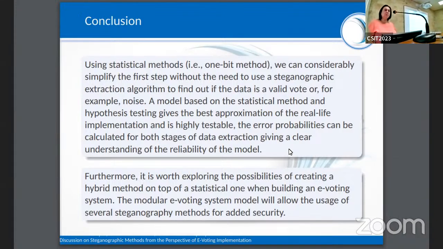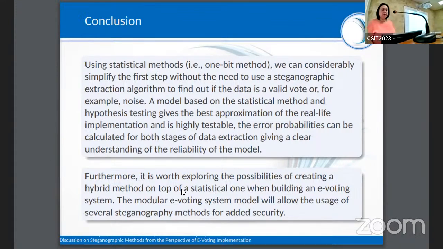I must point out that when, on the first stage, the receiver does not use any extracting algorithm, he gains in time and in resources. So you don't need to apply this algorithm to each received data to understand if there is a hidden message or not. The hypothesis testing method gives this advantage.